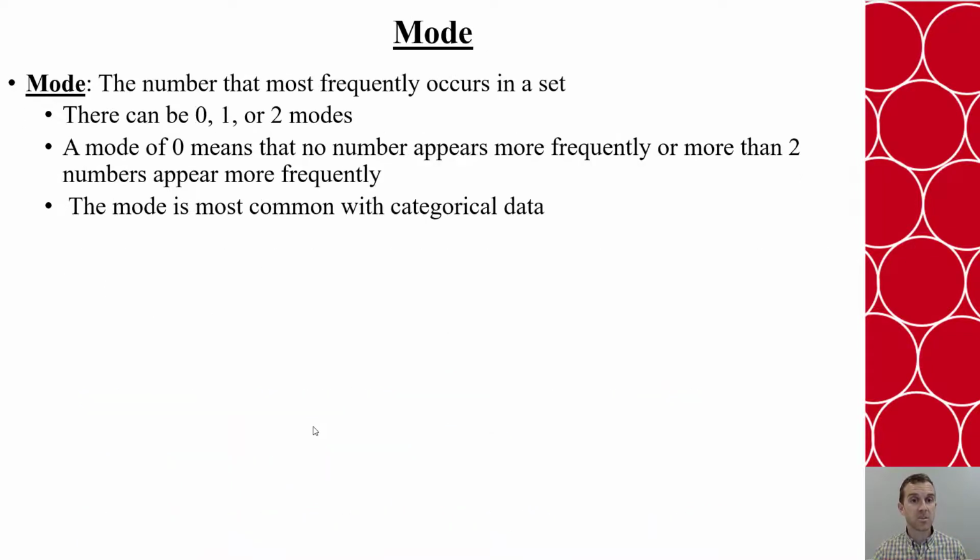The third measure we'll discuss is called the mode. And the mode is the number that most frequently occurs in a set. You can have no modes, you can have 1 mode, or you can have 2 modes. It's important to realize that when we say there are 0 modes, it could be because no number appears more frequently or because more than 2 numbers appear frequently. Normally, we're going to use the mode with categorical data, although it can be used with numerical data as well.